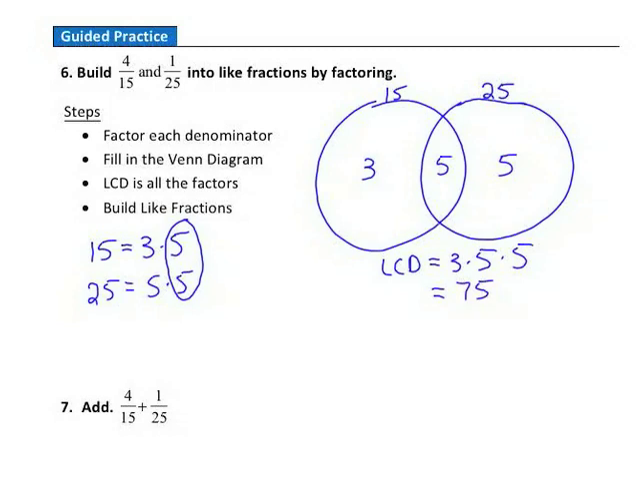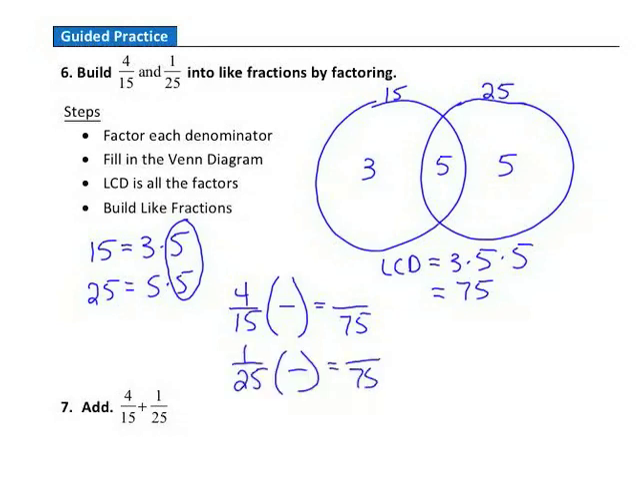Step 4 is to build like fractions. So I'm going to take my original fraction, 4/15, multiplying it by something to get this new denominator of 75. Same thing with 1/25. I'm going to multiply it by some fraction to get this new denominator of 75.